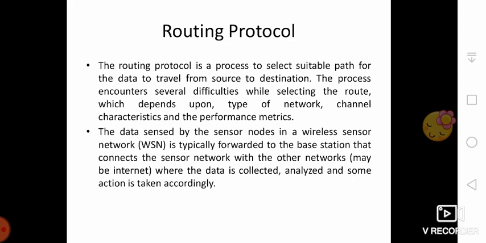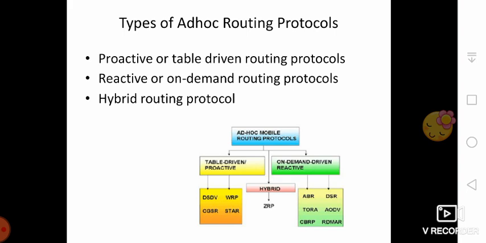So we have so many types of ad hoc routing processes. Actually, it can be classified into three categories. First one is proactive or table driven routing protocol. Second one is reactive or on demand routing protocol. Then third one is hybrid routing protocol.